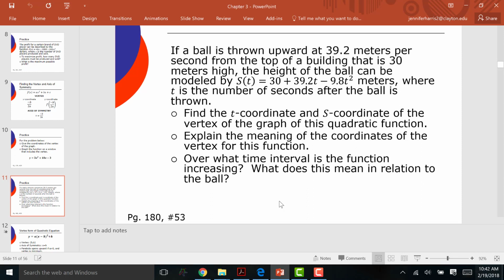What does that really mean when they ask you that question? Over what interval of time is the function increasing? What am I really asking you in plain English? How many seconds is the ball going up? How many seconds is it as the ball is climbing up? Up, up, up, up. That's all we want to know.